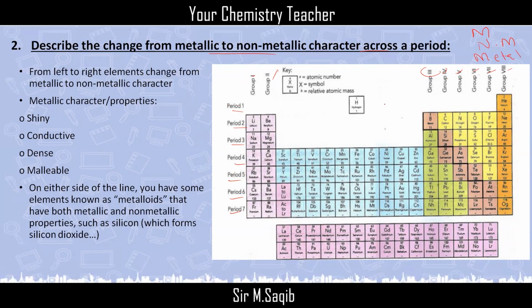From left to right, the metallic character decreases and the elements change from metals to non-metals. As in period 2, lithium is a metal as it is on the left of the periodic table. Beryllium is also a metal on the left. But as we go from left to right, the character changes from metals to non-metals. The ones in yellow, carbon, nitrogen, oxygen, fluorine, are non-metals. And boron is a metalloid, as it has the characters of both metals and non-metals.